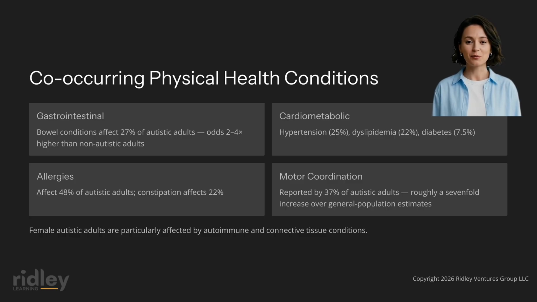The United States Primary Care Synthesis by Westby and Coburn-Pierce, published in 2025, identified diabetes prevalence at 7.5%, dyslipidemia at 22%, hypertension at 25%, allergies at 48%, constipation at 22%, and hypothyroidism at 6% among autistic adults, with motor coordination difficulties reported by 37%, which represents a roughly sevenfold increase over general population estimates.